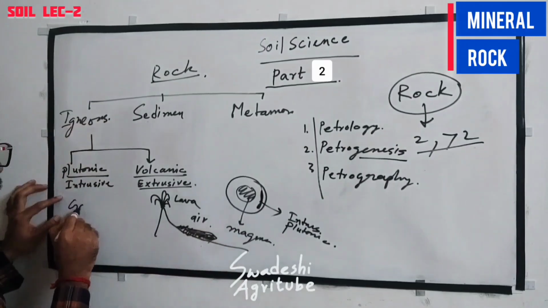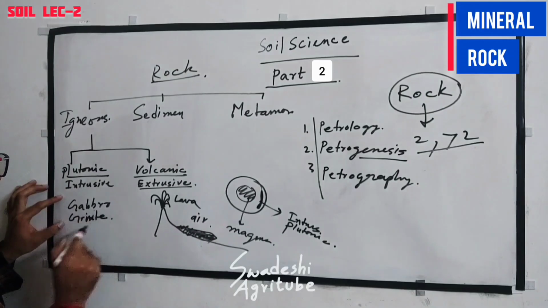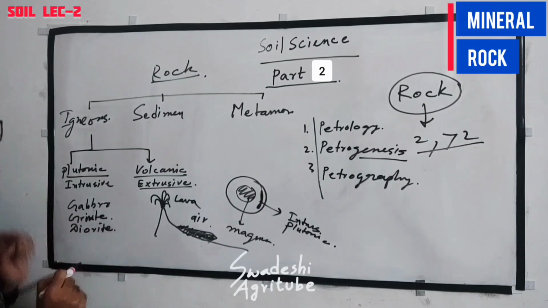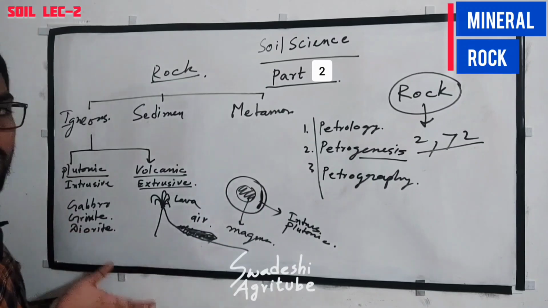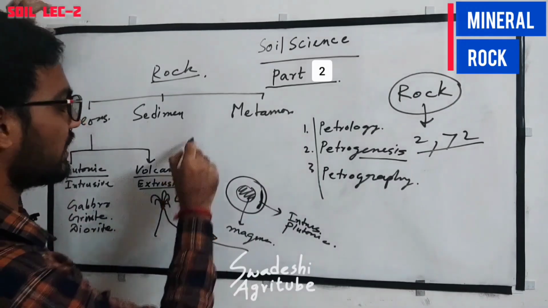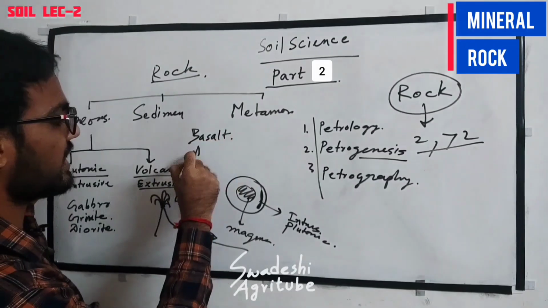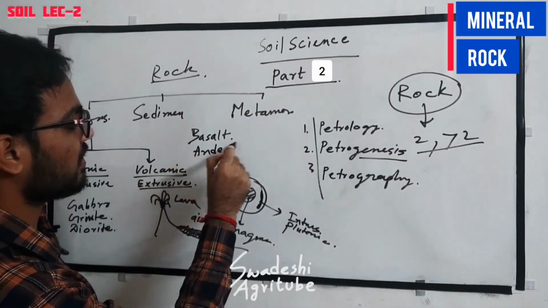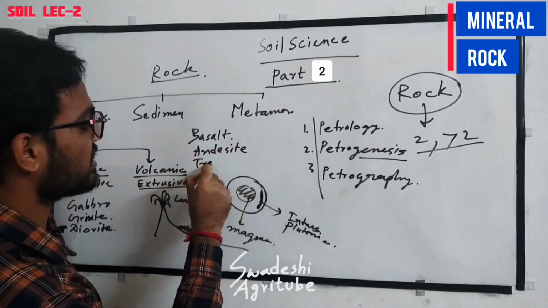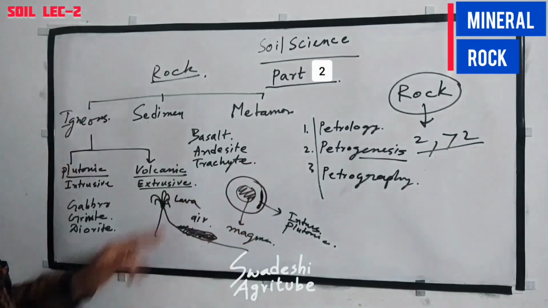Simple. Now what are the examples of plutonic or intrusive rock? Gabbro, granite, diorite. The examples of these rocks are mainly important. The concept is simple, but you have to remember these examples mainly. Now the examples of volcanic rock are basalt, andesite, trachyte. These are important.